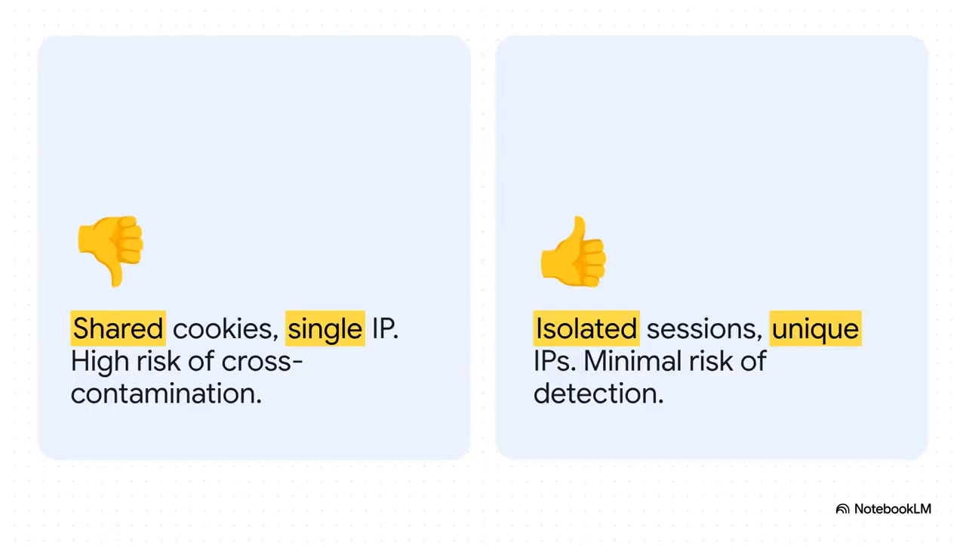And this chart right here shows the difference crystal clear. On the left, that's the old way: shared data, a single IP, leaving a messy trail of digital breadcrumbs for platforms to follow. But on the right, that's the new way. Every single session is isolated with its own unique IP. The risk of getting caught just plummets because you're not leaving those accidental connections all over the place.